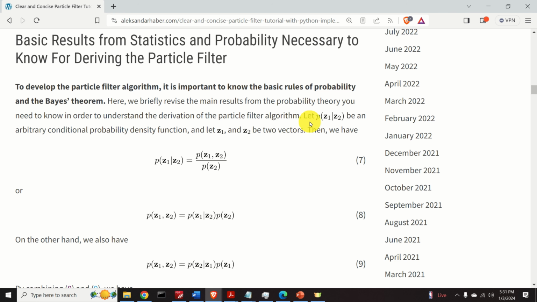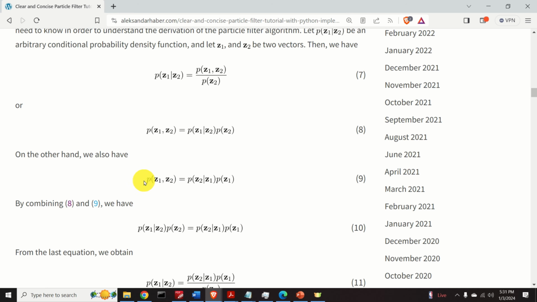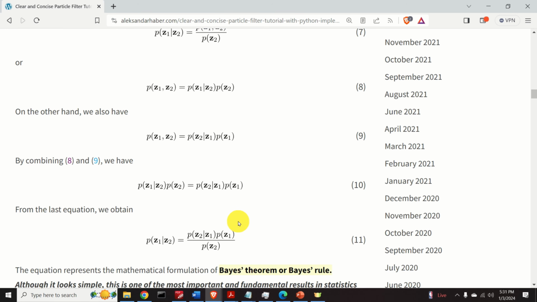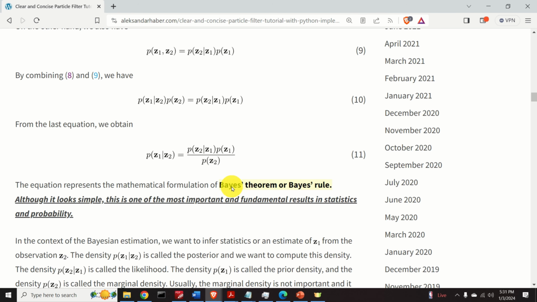In that context, let this notation be an arbitrary conditional probability density function where z1 and z2 are two vectors. Then, we have the following rule. From this equation, we can obtain this equation. On the other hand, we can also write the last equation like this. Now, by combining 8 and 9, we obtain the equation number 10, and from the equation number 10, we finally obtain the equation number 11. This equation represents the mathematical formulation of the Bayes theorem or the Bayes rule.